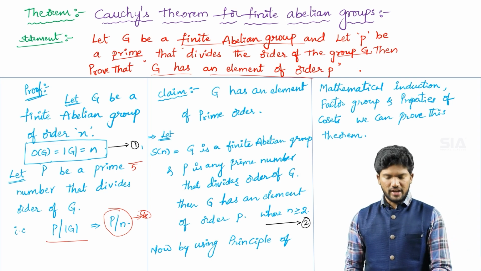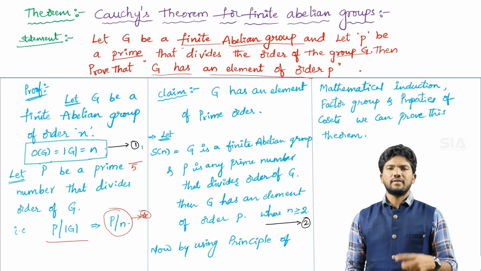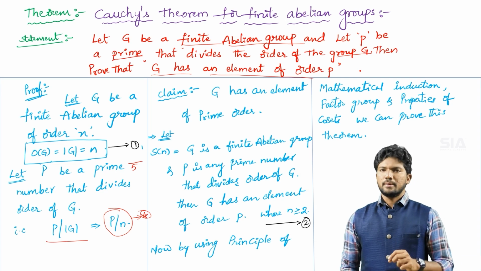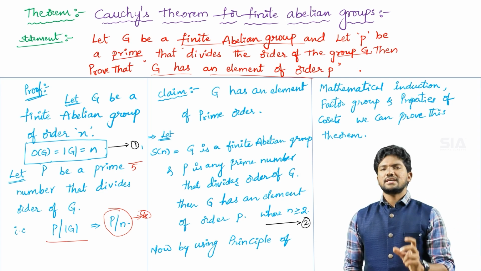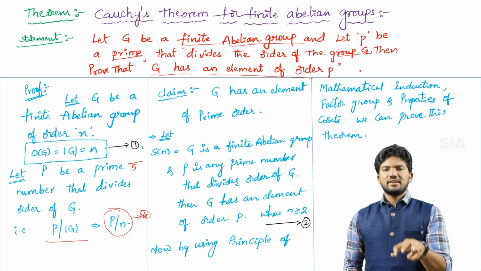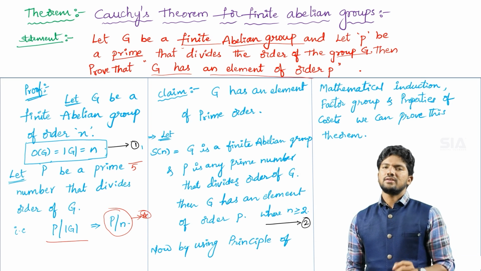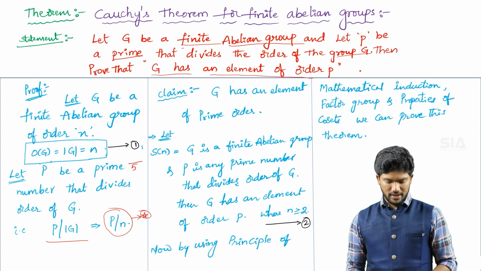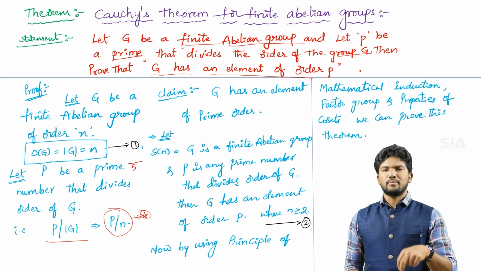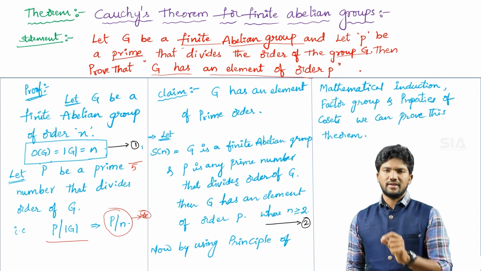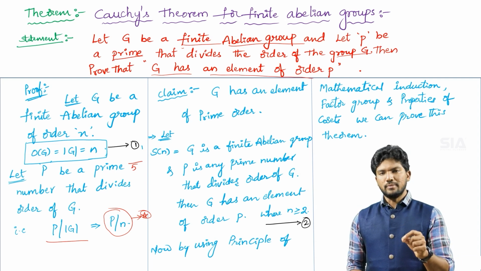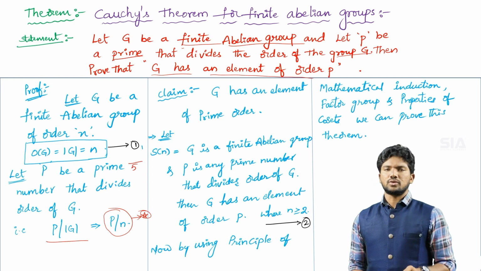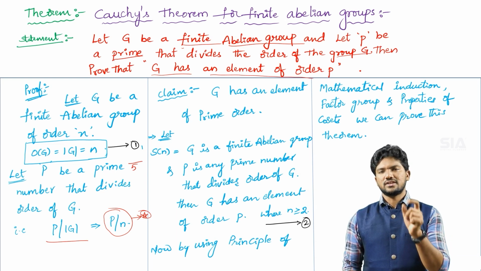So 5 is a prime number, and if it divides a number, then definitely it is a prime number, because a prime number is nothing but a number which is divisible only by itself and 1. Here P is one prime number. You can take 2, 3, 5, 7, 11 and so on. That prime number divides the order of the group.